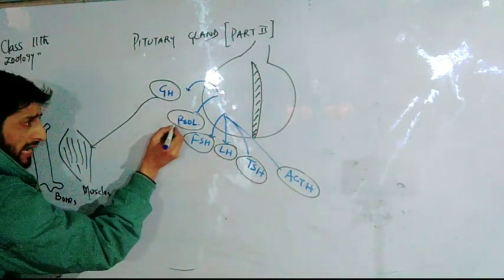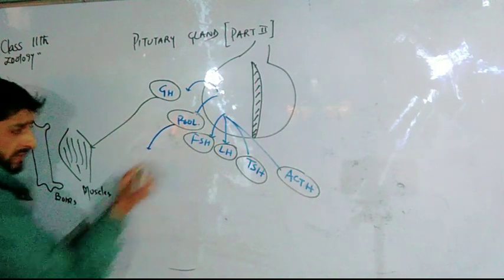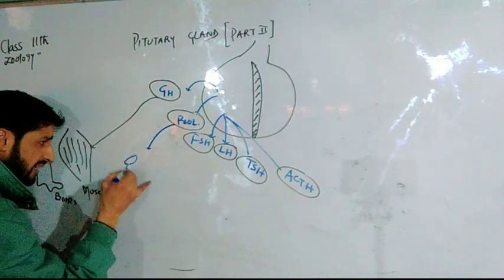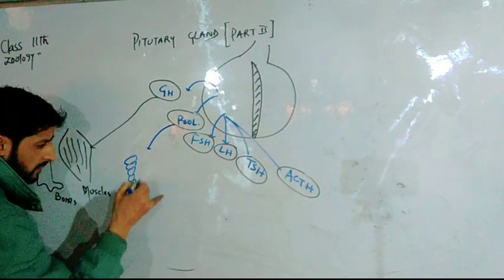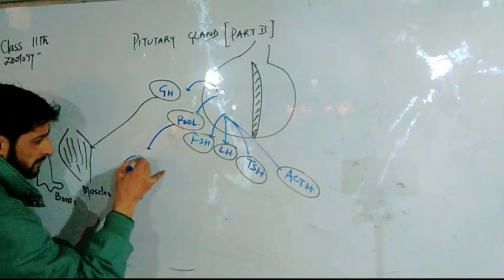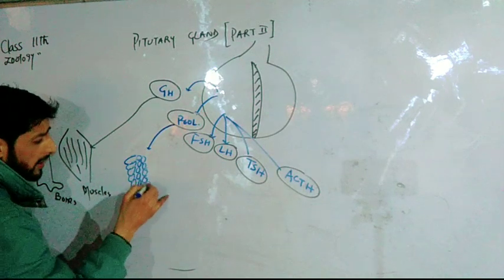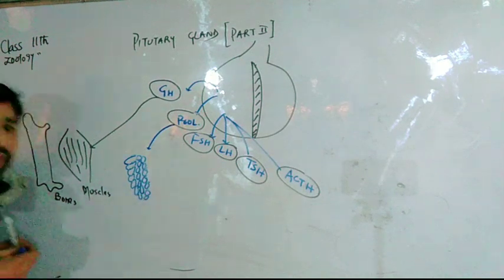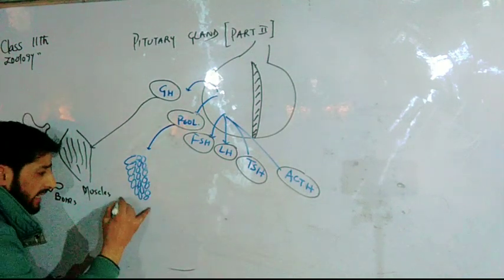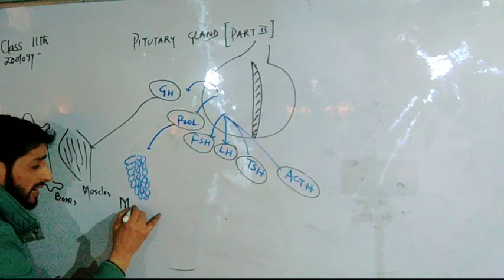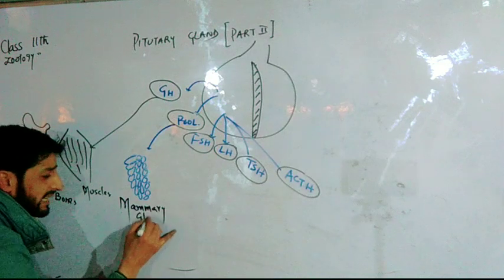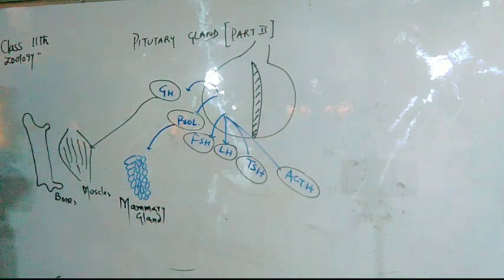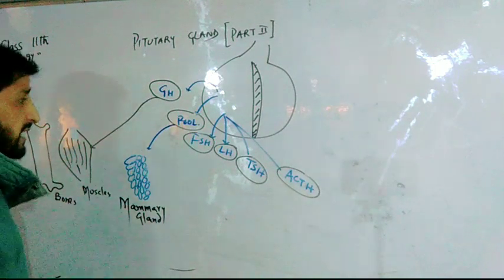As far as prolactin hormone is concerned, its target structure includes breasts, or you may call mammary glands. Target organ for prolactin hormone, mammary glands. Directly asked in NEET examinations or in any pre-medical entrance examinations. These concepts are usually asked.